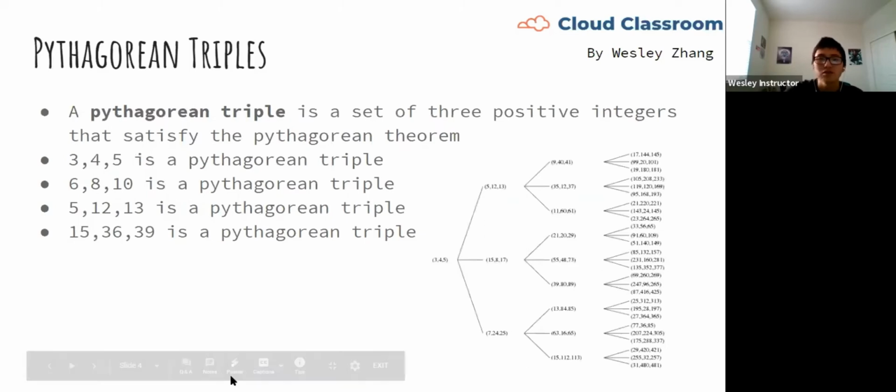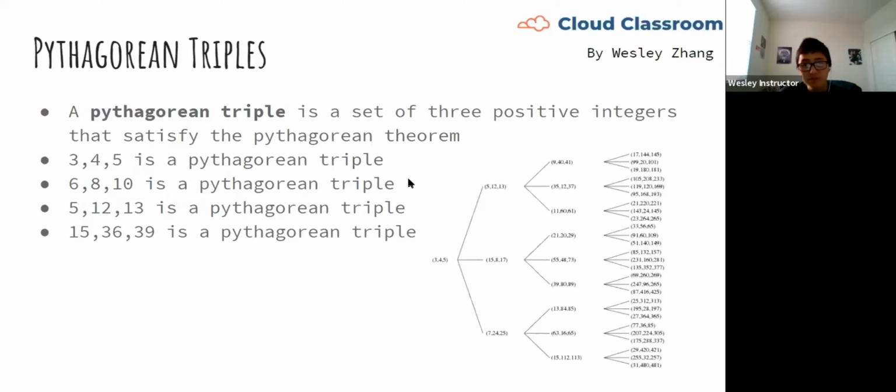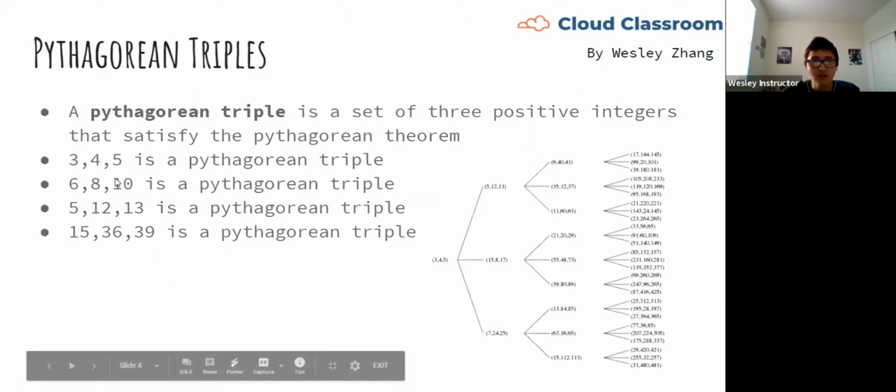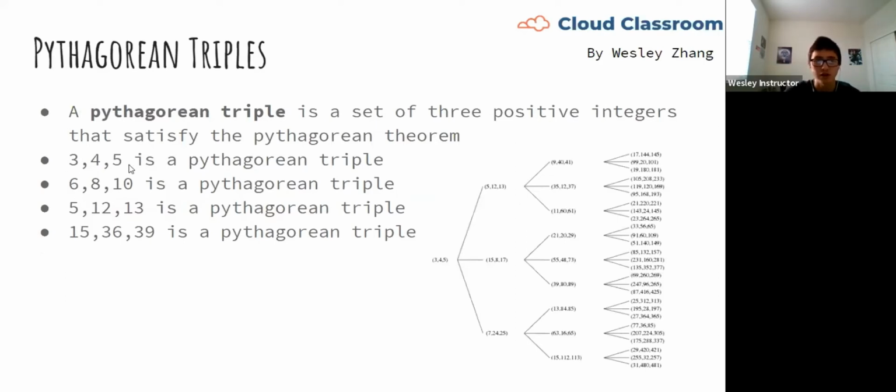All right, Pythagorean triples. A Pythagorean triple is a set of 3 positive integers that satisfy the Pythagorean theorem. So 3, 4, 5. As you can see, these are all integers, and if you plug them in, they satisfy the equation. Then 6, 8, 10; 5, 12, 13; and 15, 36, 39. Notice that 6, 8, 10 is just double 3, 4, 5. If I multiply this by 2, I get these numbers.